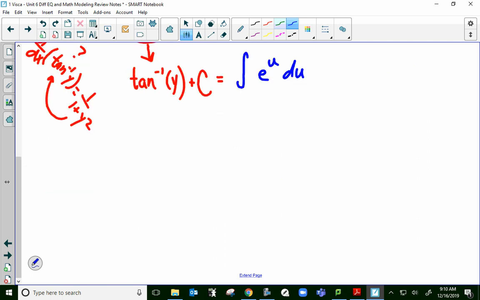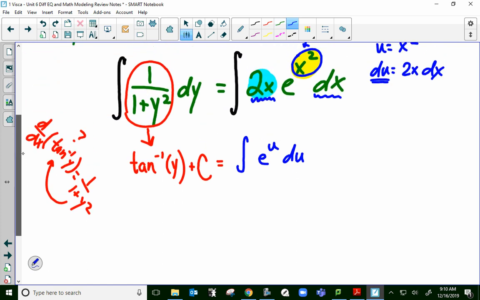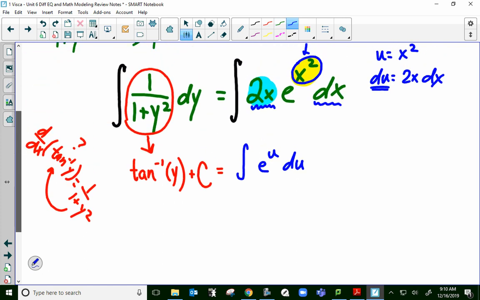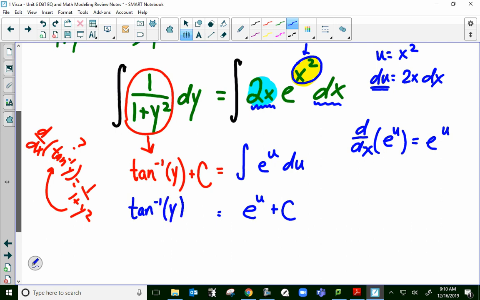Another great rule. The derivative of what equals e to the u? Well, the derivative of e to the u is e to the u. It's itself. So now I end up with e to the u. There are no bounds, so I need to put plus c. Okay? This is still tan negative 1 of y plus c.